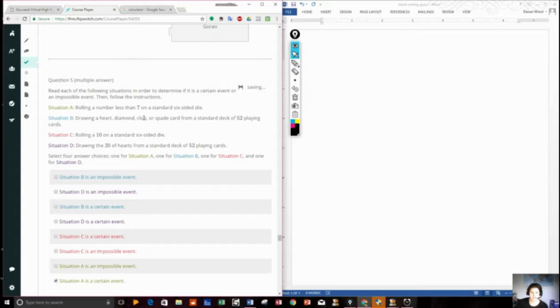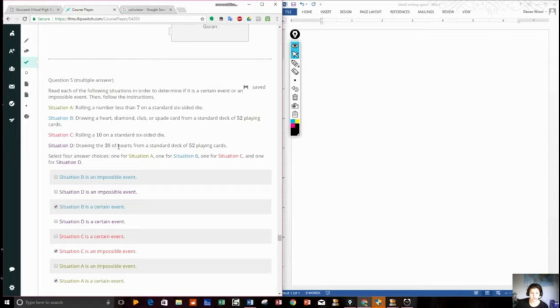Drawing a heart, diamond, club, or spade card from a standard deck of 52 playing cards. That's a certain event because you can do that. Okay, situation B is a certain event. C, rolling a 10 on a standard 6-sided die. That's not even an option on a 6-sided die. It goes 1 through 6. So situation C is impossible because I cannot roll a 10 on a 6-sided die.